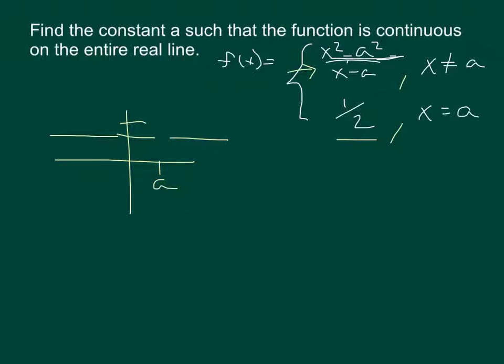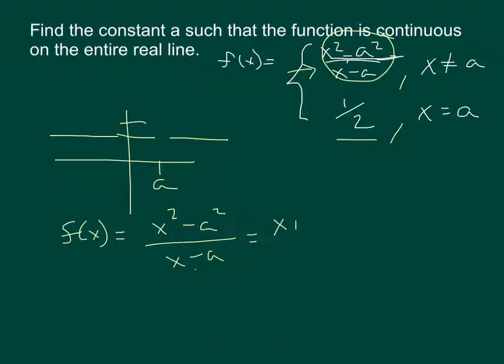What we can do is treat this like a regular function. So if we have f of x, which equals x squared minus a squared all over x minus a, we know there's a discontinuous point at a. We can remove that by factoring the numerator as x plus a times x minus a, all over x minus a. Those cancel out, so this equation really is equivalent to x plus a.